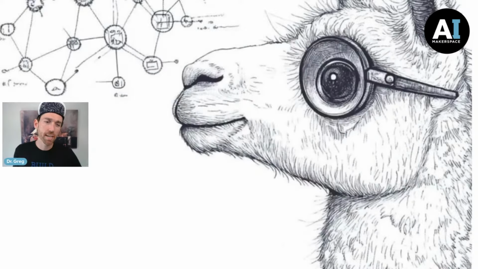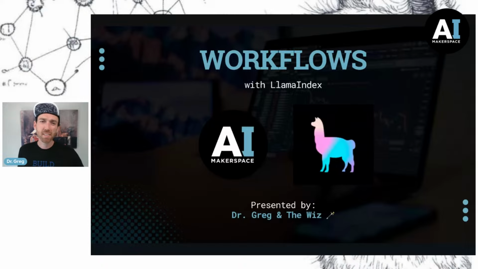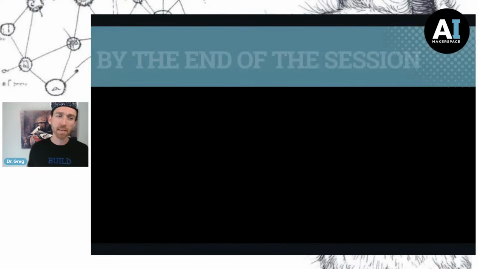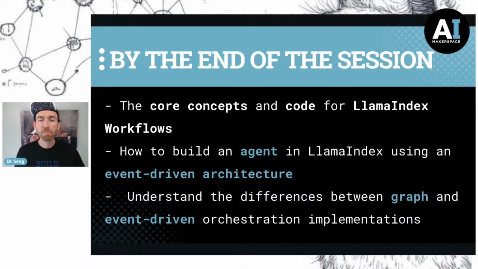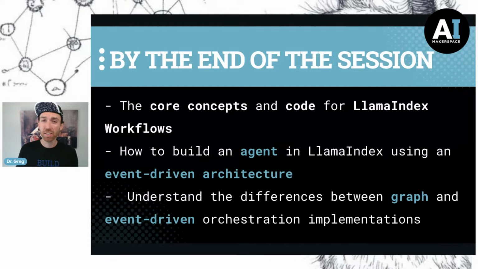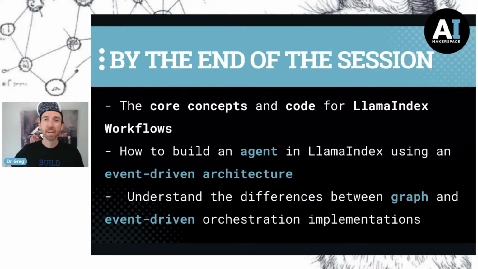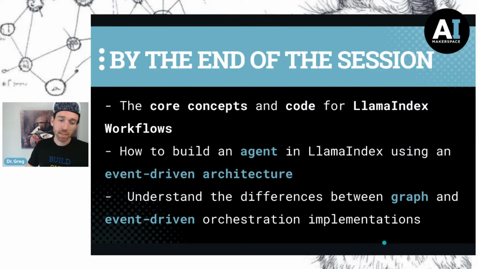Okay, let's go ahead and jump right in today, guys. Workflows with LlamaIndex. What is this all about? We've got some keywords that we'll hear today that we need to kind of demystify as we go. So let's align ourselves to the session. What are we going to get out of this hour that we spend together? Well, you're going to understand the core concepts and code for LlamaIndex workflows. This is something that you always walk away with every AI Makerspace session. Importantly, we're going to learn how to build an agent in LlamaIndex and then leverage this idea of this event-driven architecture that workflows is using behind the scenes. We're going to talk about the differences between some of the graph-based approaches that you may be familiar with for orchestrating agentic applications versus this event-driven orchestration implementation that LlamaIndex has put together.